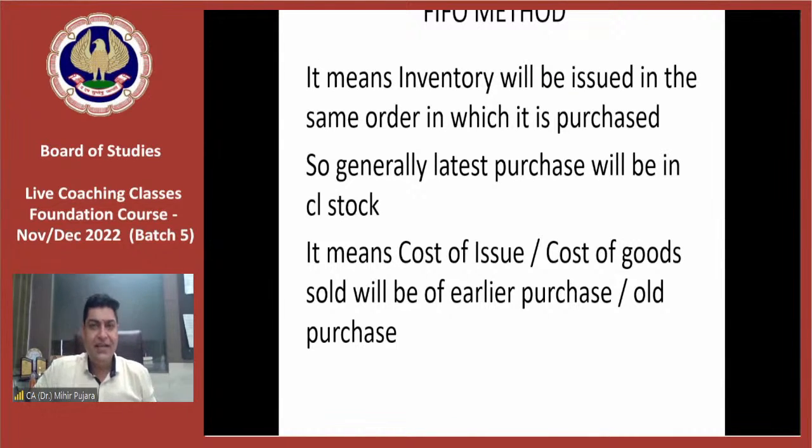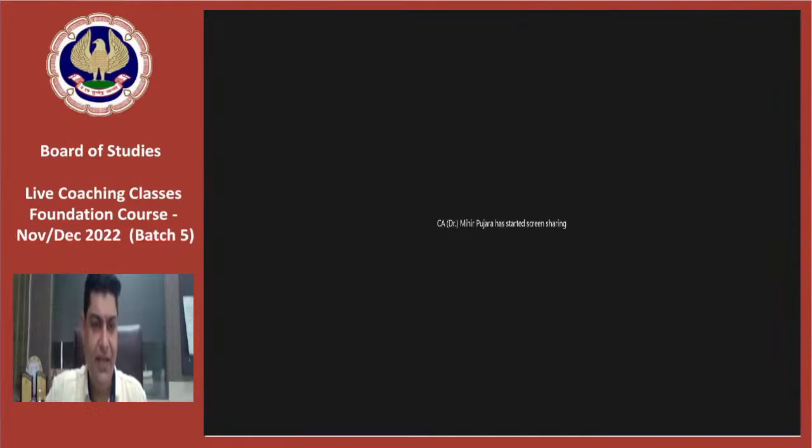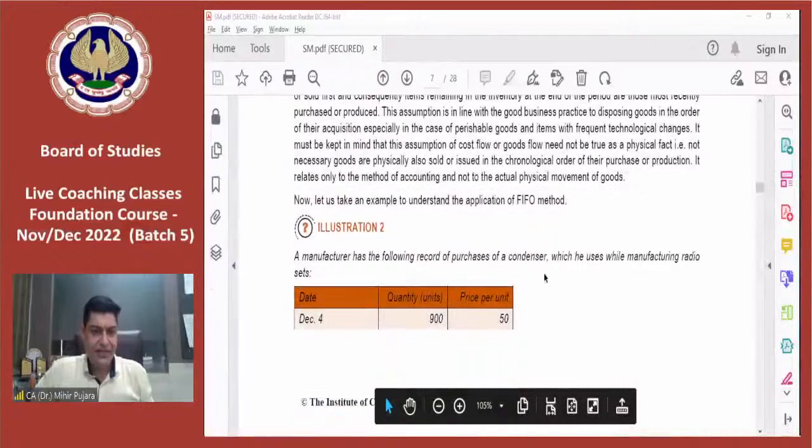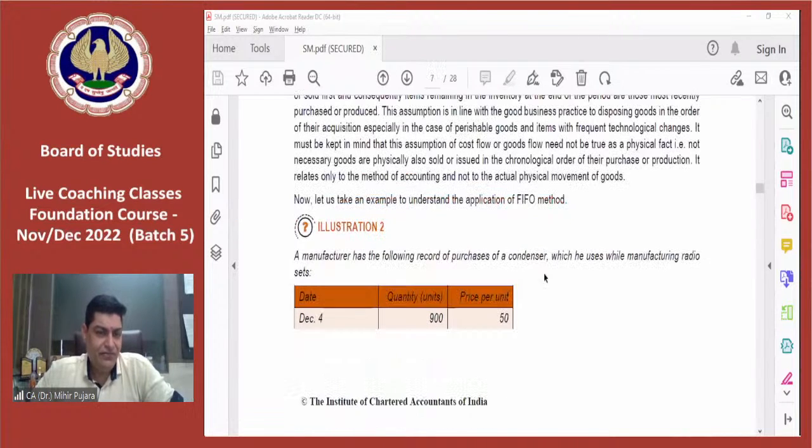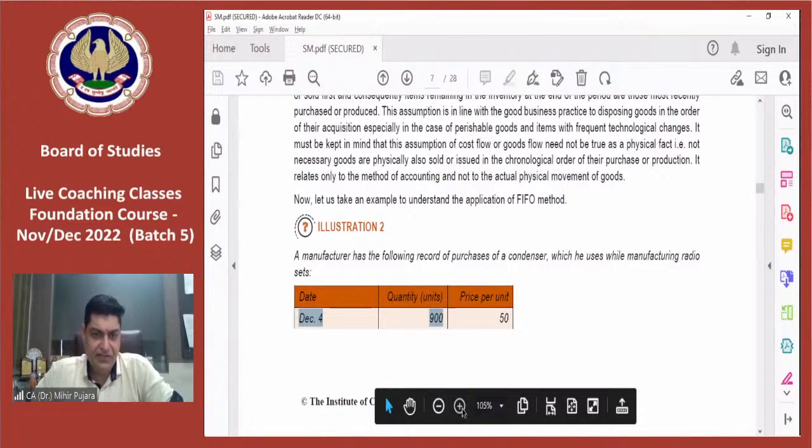Okay, so let's start illustrations. Now, friend, see illustration number second. A manufacturer has the following record of purchase. So, guys, you have the first purchase on December 4.